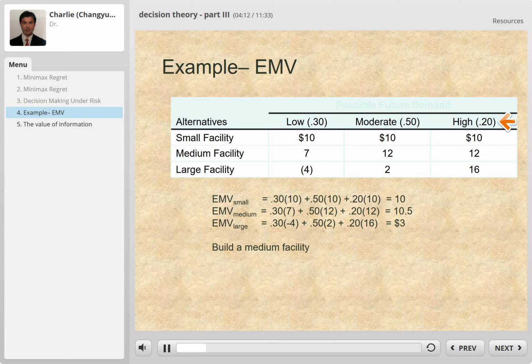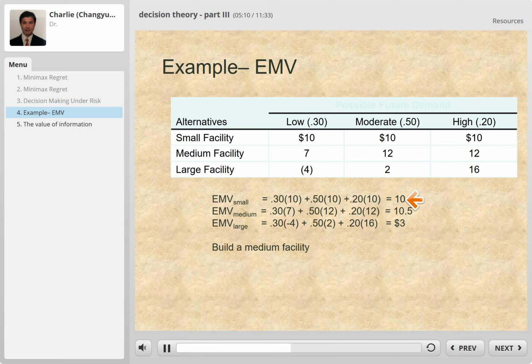Now we can calculate the estimated payoff. We call them EMV, but don't worry too much about the name here. What we do is we take the possibility, multiply by the outcome. So for small facility, 0.3 times 10, plus 0.5 times 10 plus 0.2 times 10. So we get the estimated value for the return, which is the mean value in statistics. If you need to know more about the mean value, that is in statistics chapters 3 and 4.